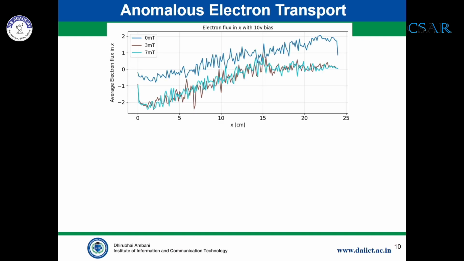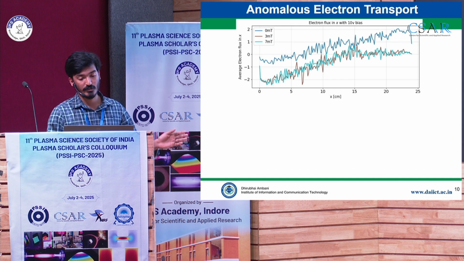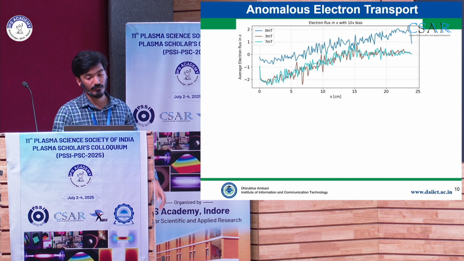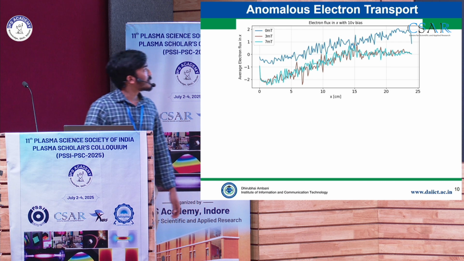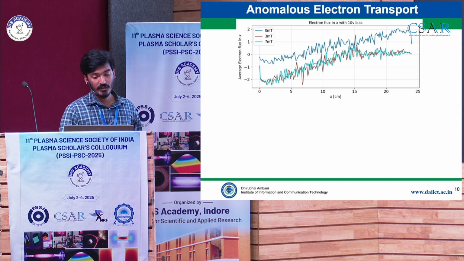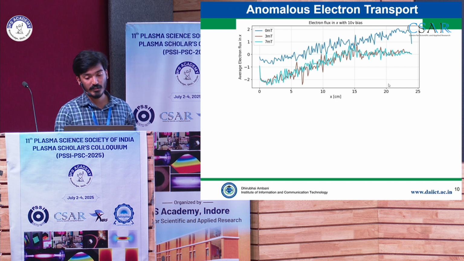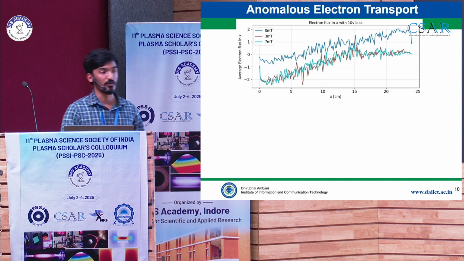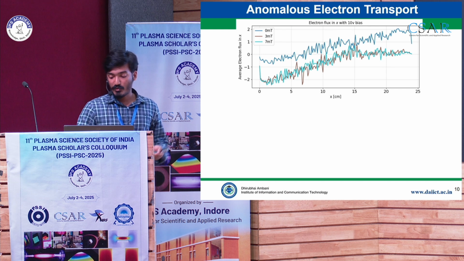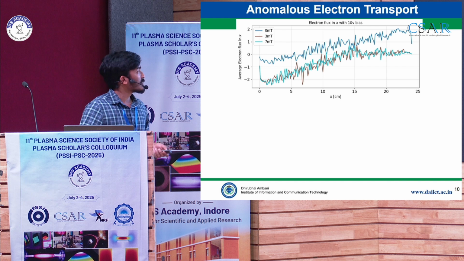Now, what is the effect of this particular electron ion friction force? Here I have plotted the electron fluxes, again averaged in the E cross B direction, and plotted as the spatial variation in the X direction, that is in the direction of plasma flow. You can see that without the magnetic field, it is evenly distributed about 0. But as soon as we apply a magnetic filter, the effect is seen clearly here: more flux is now coming towards the left-hand side electrode, which is the anomalous electron transport.